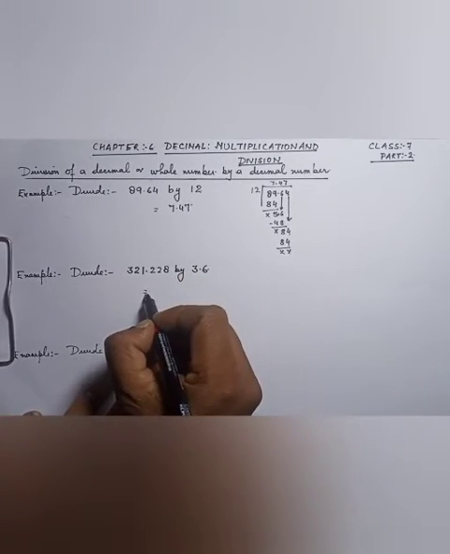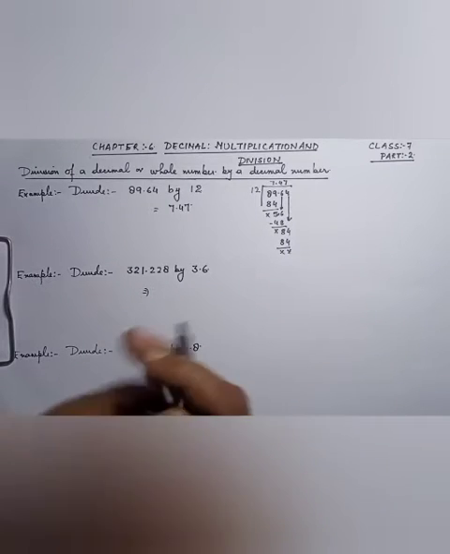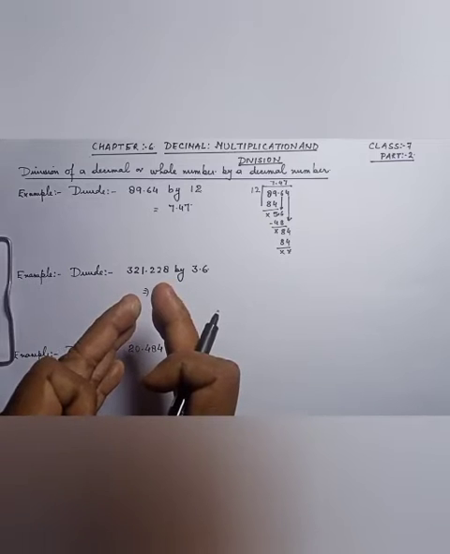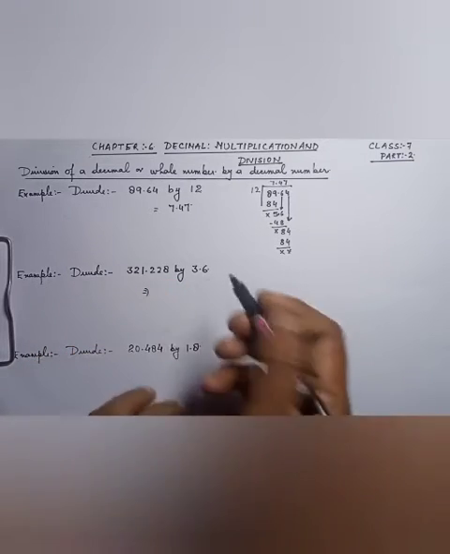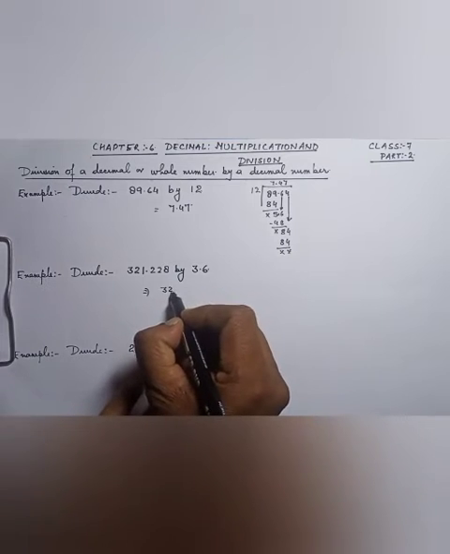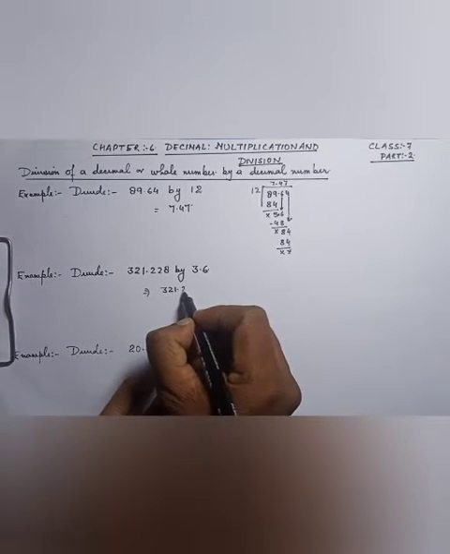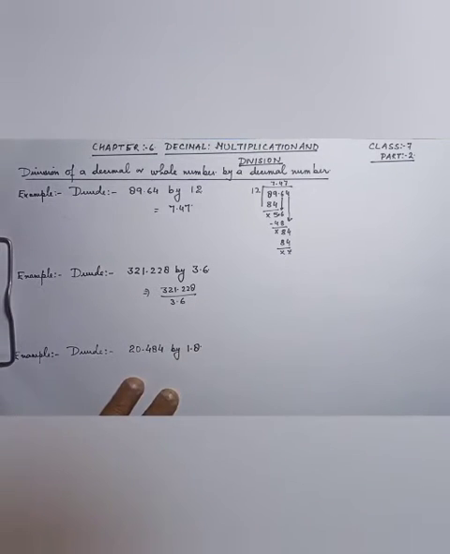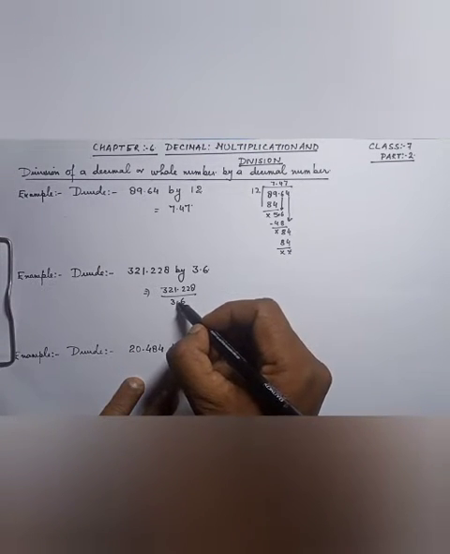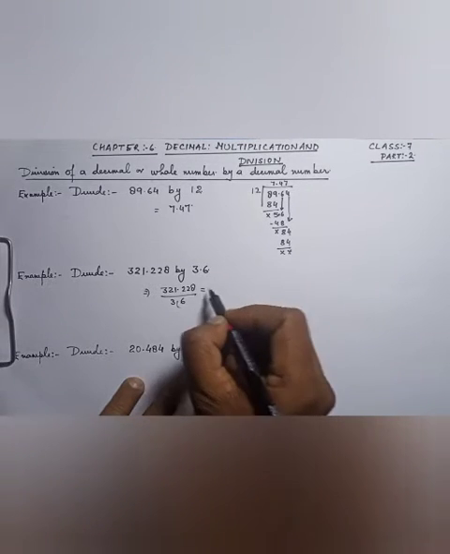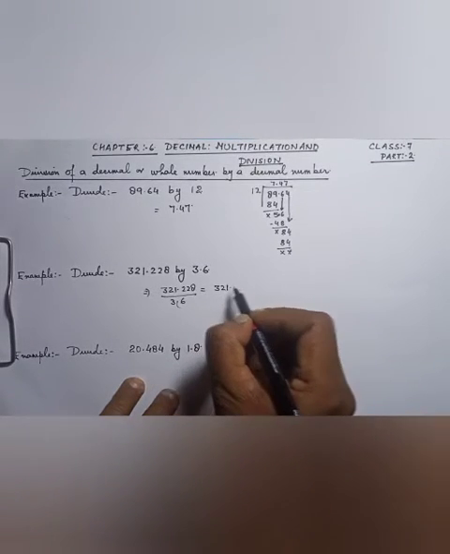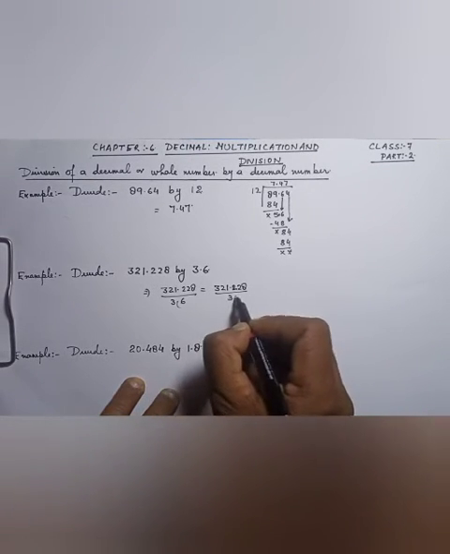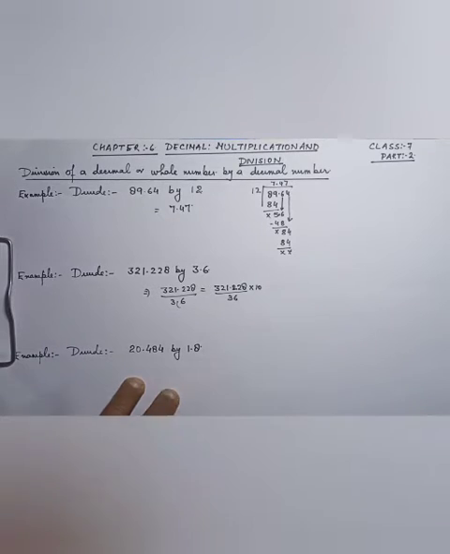Now in the second example, how are we going to divide a decimal number by a decimal? You have to follow certain procedures or rules that will make your division a little bit easy. So first of all I am going to write 321.228 upon 3.6 as it is. Now from here I am going to remove the decimal, so it will become 321.228 upon 36 into 10.